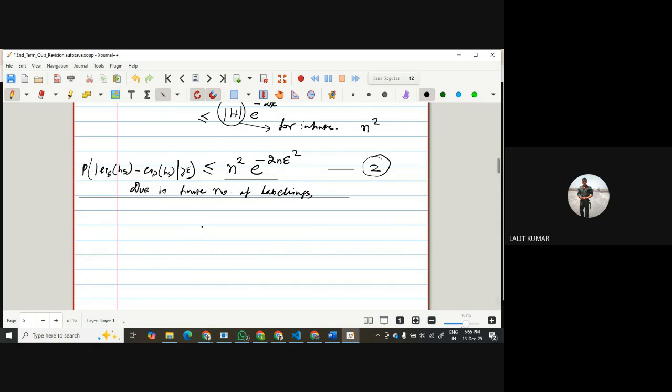So there are very important takeaways from there. First of all, in this n square e to power minus 2n epsilon square, n is increasing and the exponential term is decreasing. And when n tends to infinity, this entire term will tend to 0. It means the difference between this and this, or the probability of greater than or equal to epsilon, will drop down to 0. So if we increase the number of data points, I will have a good amount of probability. Is that okay?